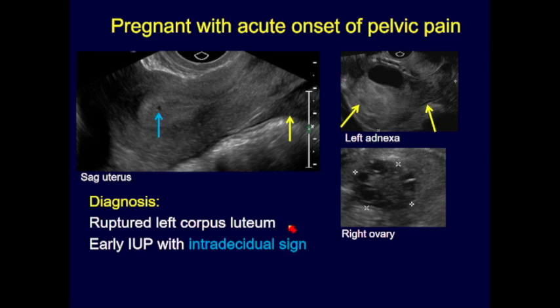This patient went to the OR to have a second look. She had a ruptured left corpus luteum, and the blue arrow shows you an early IUP with an intradecidual sign.